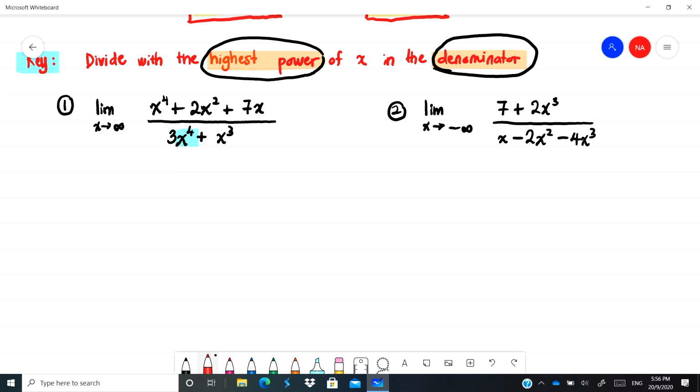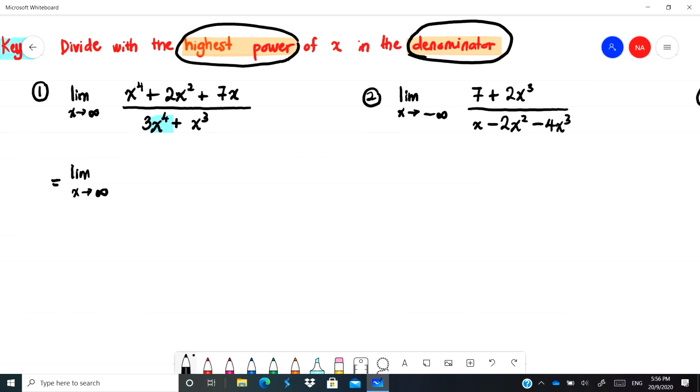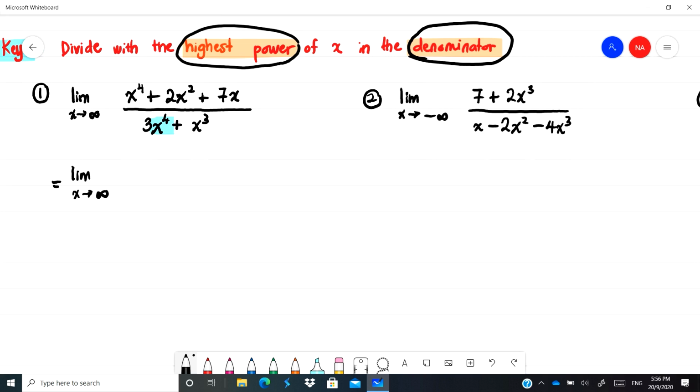So in this case, the limit as x approaches positive infinity. The positive sign is not written there, but it means positive infinity.